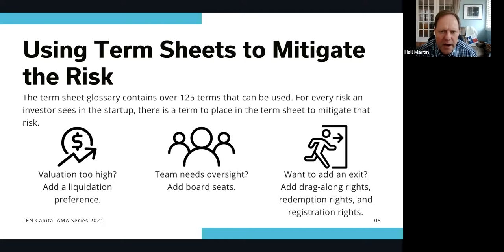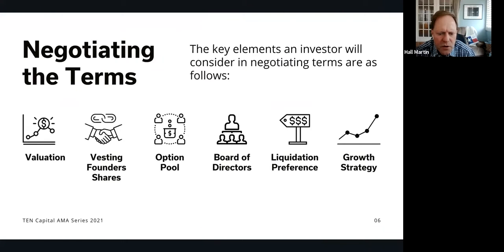Sometimes it can be negotiated out directly. Sometimes it must be actually written into the term sheet as well. And so the way you want to look at these is: what's the risk, and then how do I mitigate it with these terms? So it's considered a toolbox that's helping you do that. Let's go on to the next slide and talk about negotiating the terms.